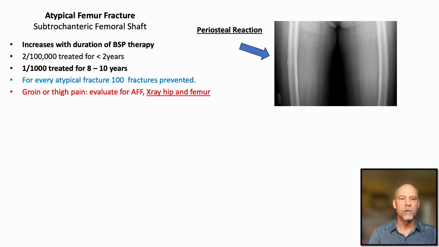Let's talk about atypical femur fractures. So it increases with the duration of BSP or anti-resorptive therapy. It's 2 in 100,000 at 2 years. It's about 1 in 1,000 at 8 to 10 years. For every atypical fracture, about 100 fractures are prevented. So even though this creates a great deal of fear in patients, we need to help them understand that the likelihood of other fractures is decreased in a very, very significant way.